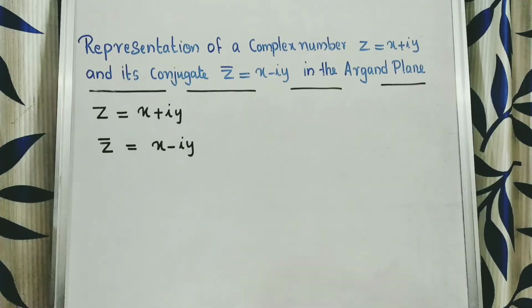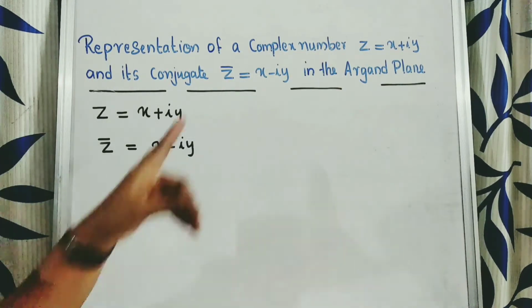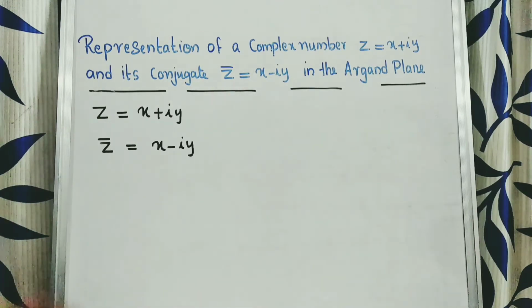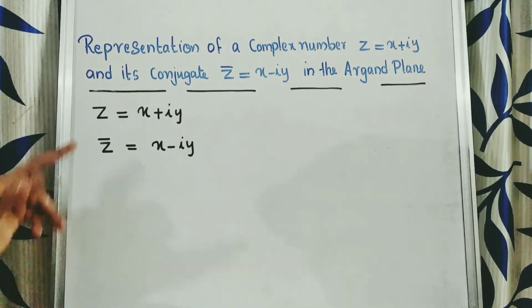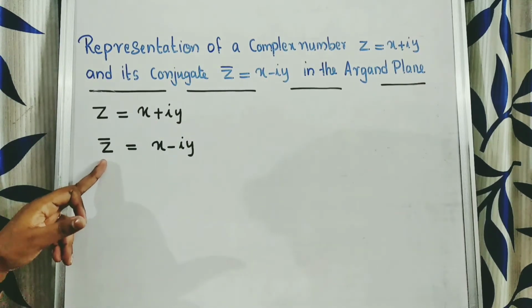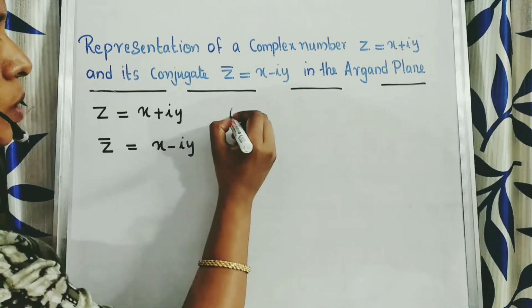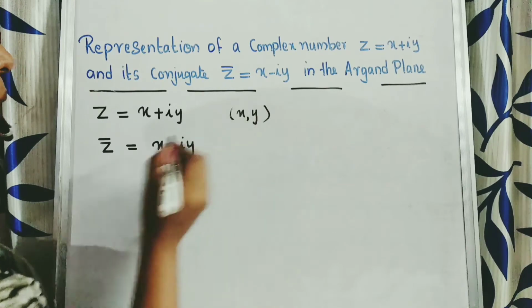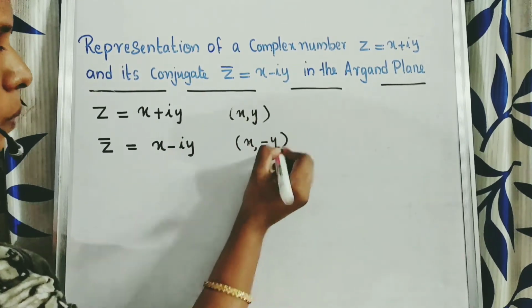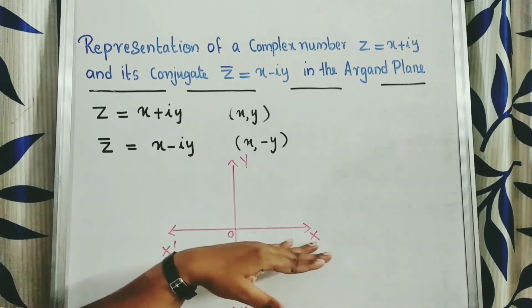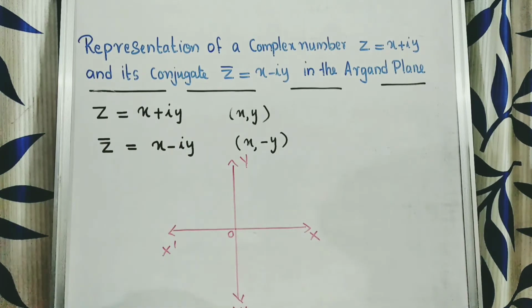Next, the representation of a complex number z equal to x plus iy and its conjugate z conjugate equal to x minus iy in the Argand plane. The ordered pair of z is x comma y. The ordered pair of z conjugate is x comma minus y. Here the real axis is xx dash, the imaginary axis is yy dash, and O is the origin.